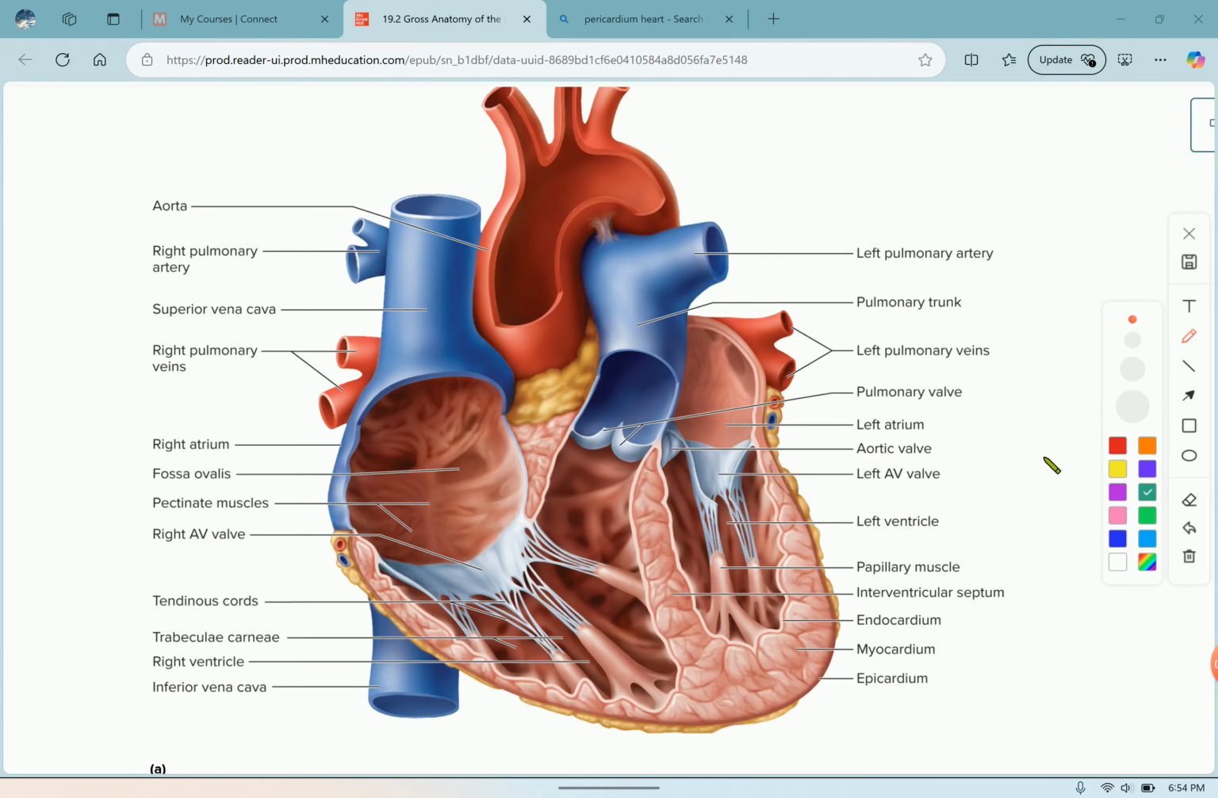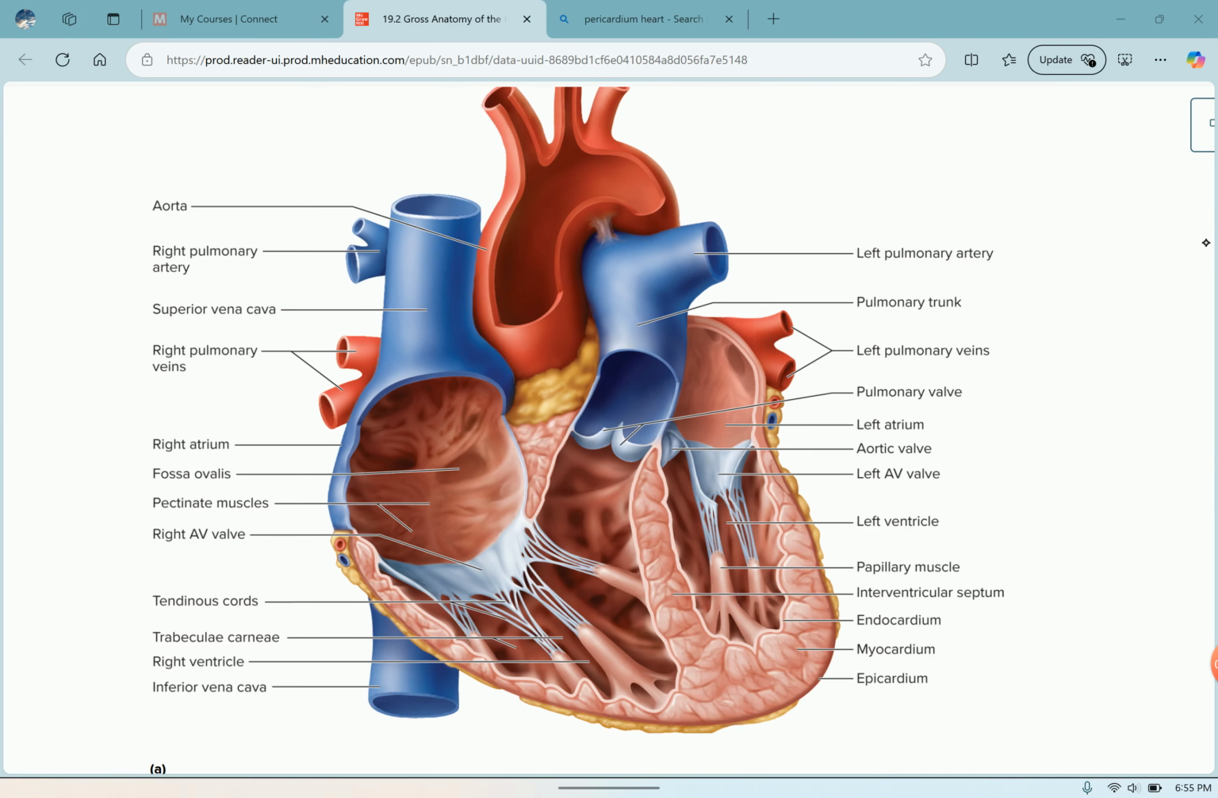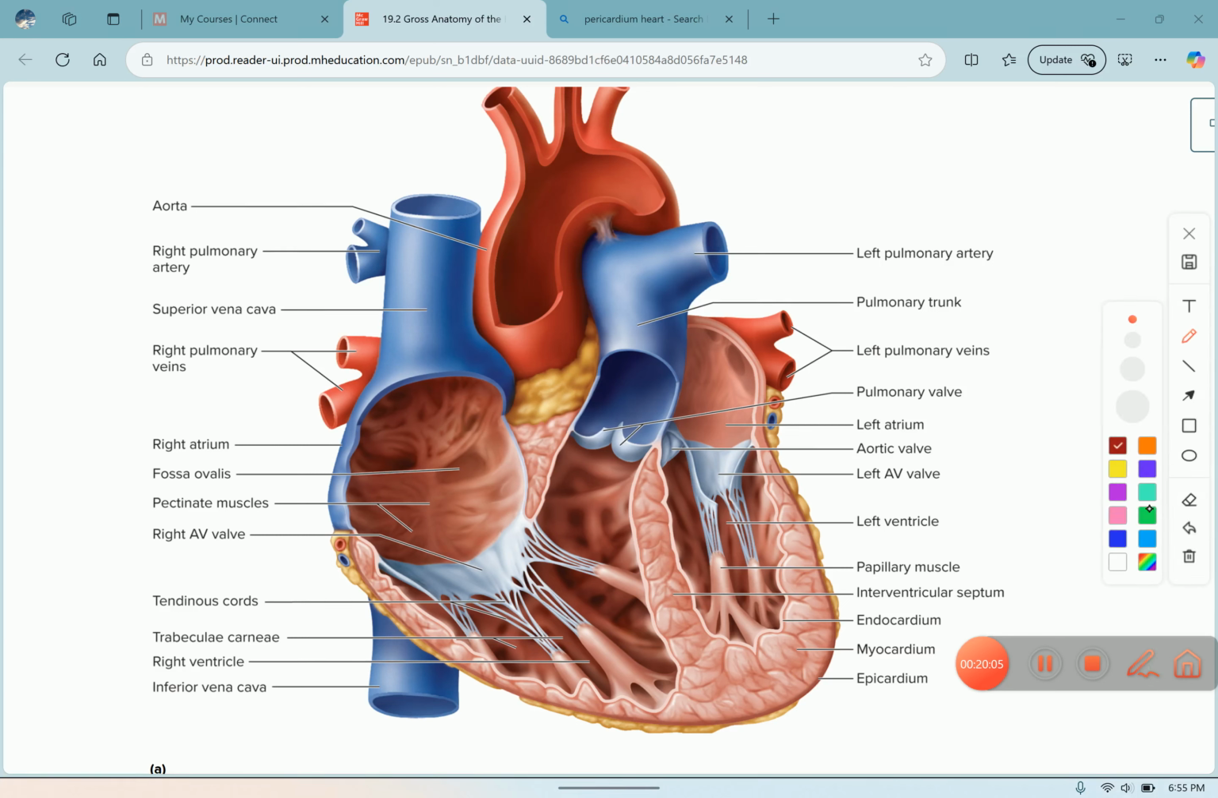Okay, one thing to do just to visualize is we're going to divide the heart into quadrants. Here's an upper chamber. You have 2 upper chambers, and you have 2 lower chambers. We're going to get specific on the names, but one thing that will make this heart anatomy easier is to just divide it into quadrants, knowing we have 2 upper chambers and 2 lower chambers.